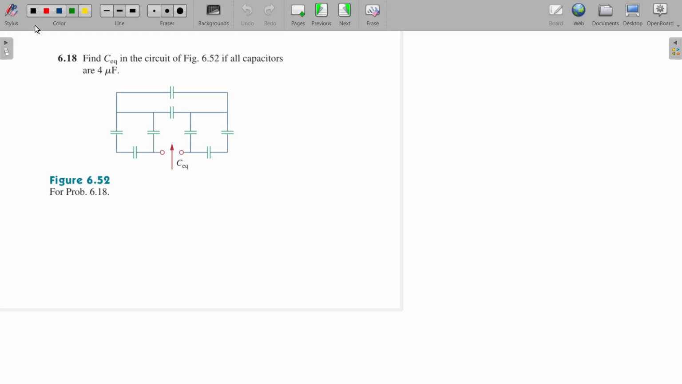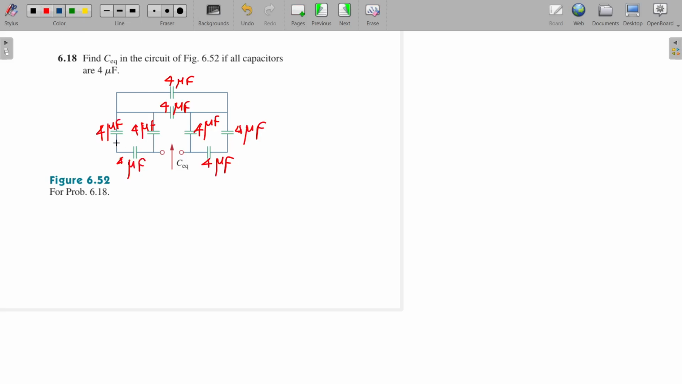Hello everybody, now we are going to solve a problem from Fundamentals of Electric Circuits by Alexander and Sadiku's 5th edition. This is question number 6.18 and the question is to find the C equivalent in the circuit if all the capacitors are 4 microfarad. So the circuit is given here and we have to mention this capacitor values as 4 microfarad everywhere. Okay, these are all 4 microfarads.